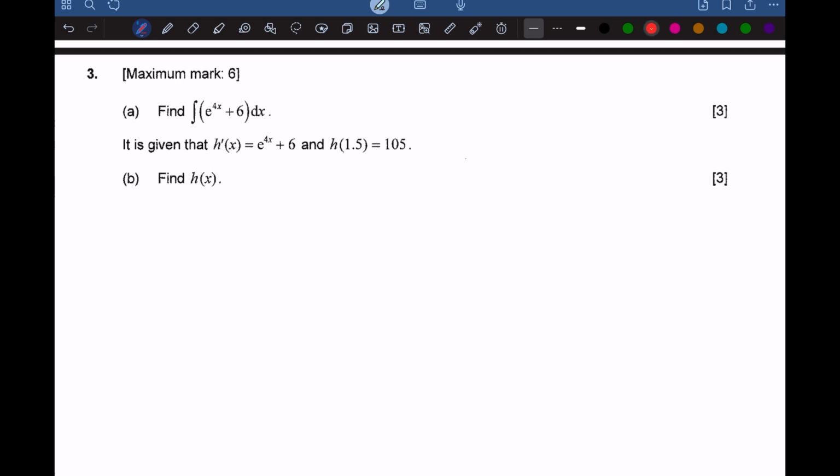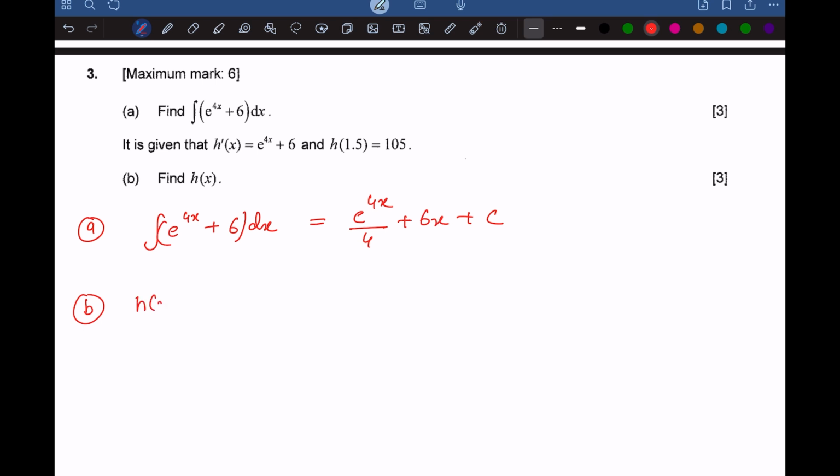So okay, the integral of e to the power 4x plus 6 dx will be equal to e to the power of 4x divided by 4 plus 6x plus c. That's the answer to part A. Now for part B, h prime x is this. So we have to find h(x), and h of 1.5 is given as 105.